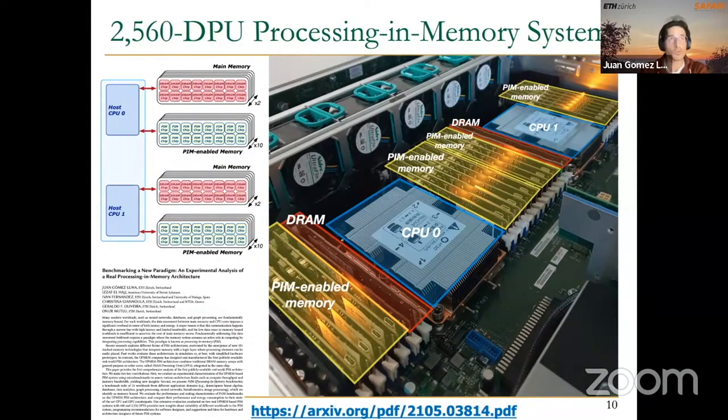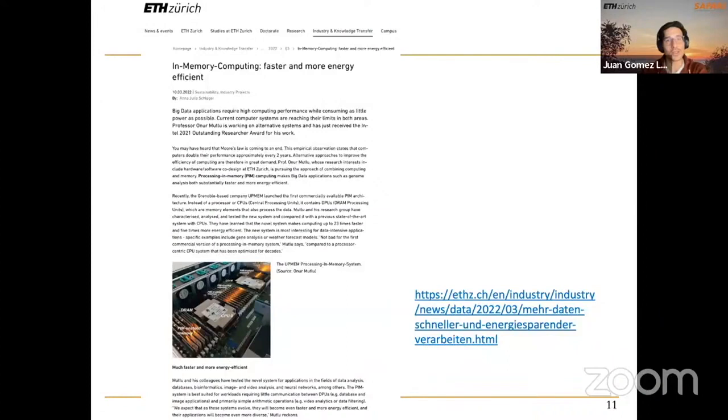And as I said, it's capturing a lot of attention, including ETH News. This is something that has been released today. They talk about our work on processing in memory, and in particular with the UPMEM PIM system. It's a very nice and easy reading to start learning about processing in memory.